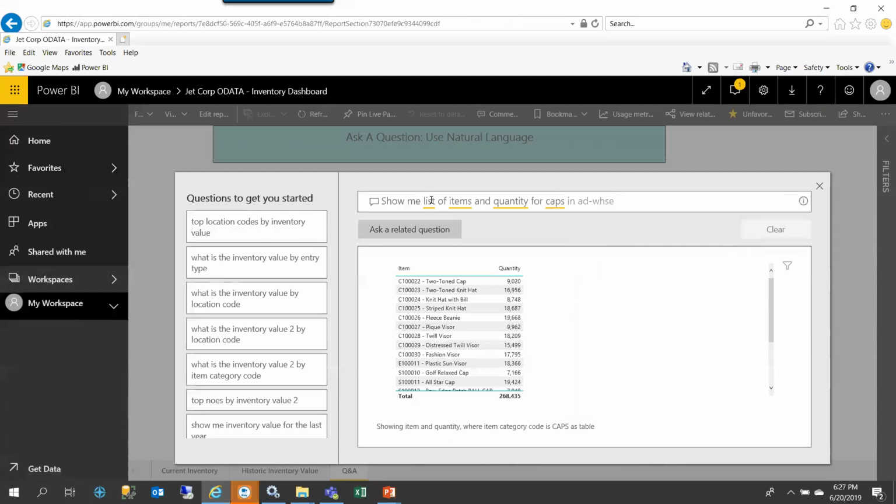If I were to change the warehouse to warehouse 2, notice how it has now changed. So that is one of the amazing features of Power BI, that a user can now use natural language, ask a question, and the data in the Power BI dashboard will attempt to answer that question.